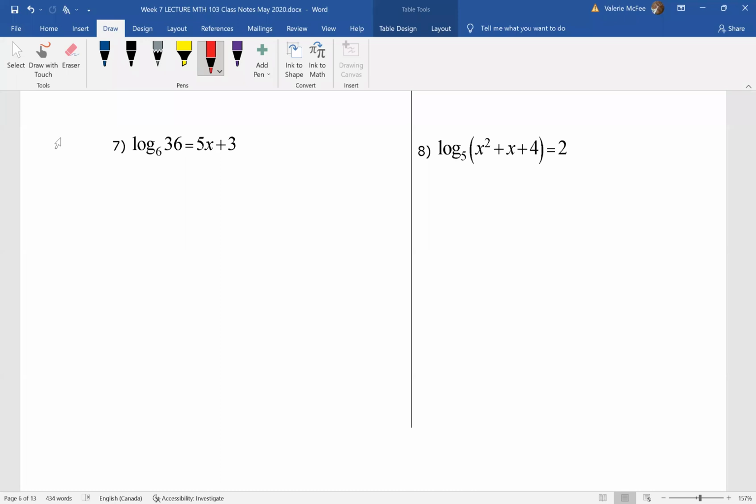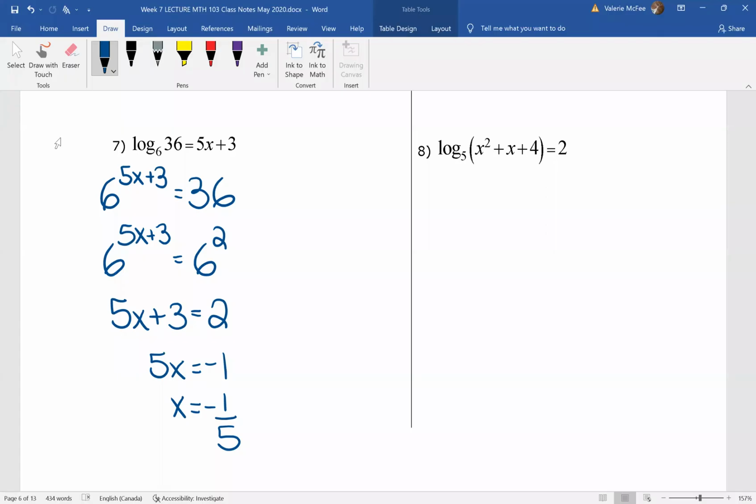Why don't you solve question 7? So some of you will have changed this to exponential form. You had a base of 6, and the answer to a log was the exponent. But some of you will have known this answer. 6 to what power equals 36? All of this equals 2. That would have taken you directly to 5x plus 3 equals 2. That's fine.